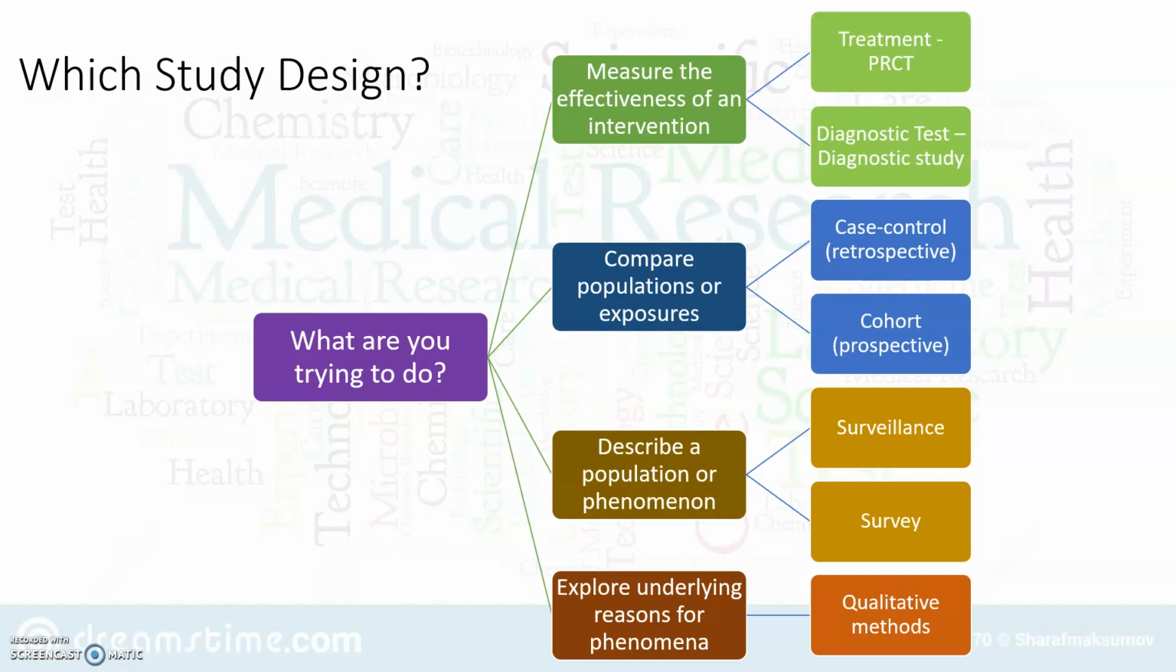And finally, if we want a little deeper insight into the underlying reasons for something that we've observed, we may think about qualitative methods. Just to bear in mind, sometimes we combine some of these methods into one study. So mixed method studies combining quantitative methods such as randomized controlled trial or case control study with qualitative methods such as semi-structured interviews is quite a common way of doing research as well.